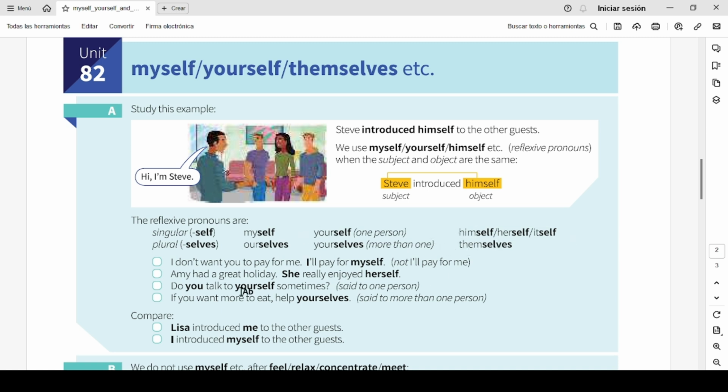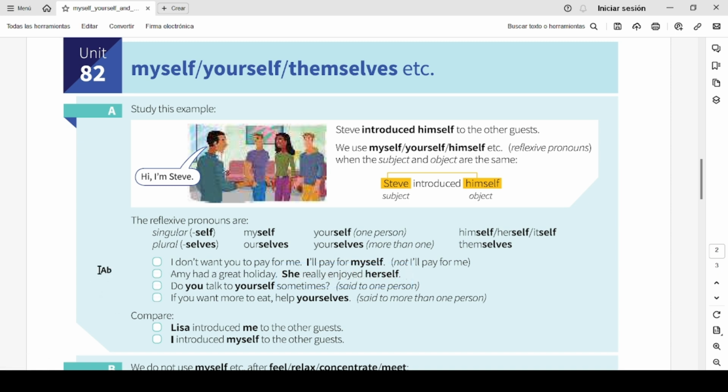Examples: I don't want you to pay for me. I'll pay for myself. No, no, I'll pay for myself. In that sentence, the subject and the object are the same person, right? Amy had a great holiday. She really enjoyed herself, right? The same.